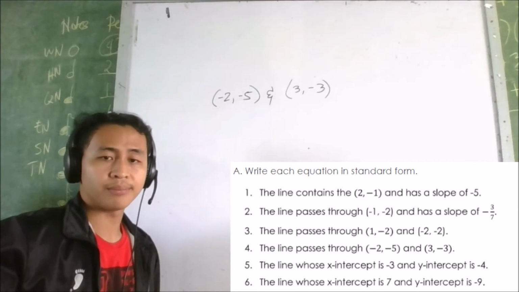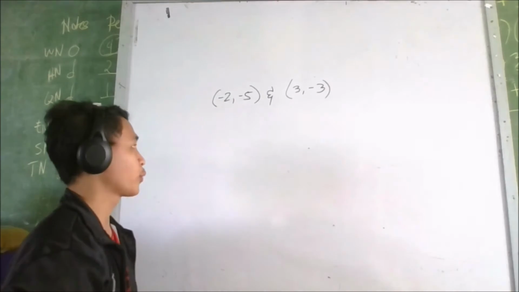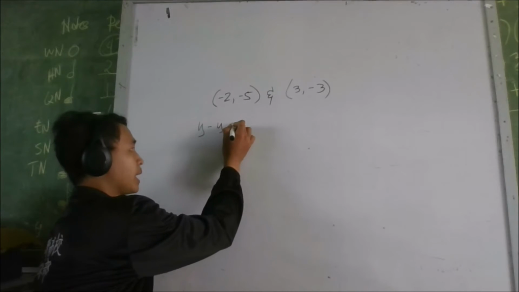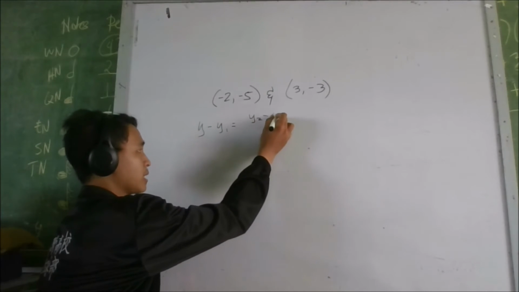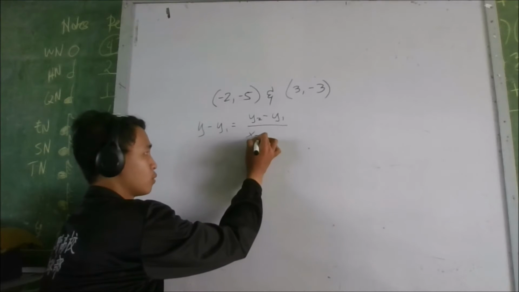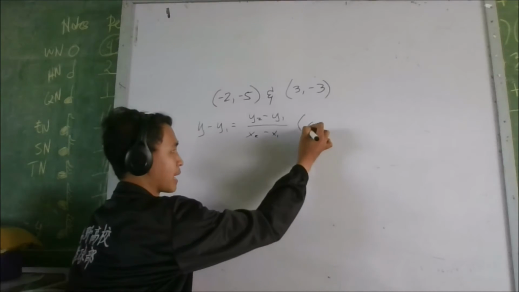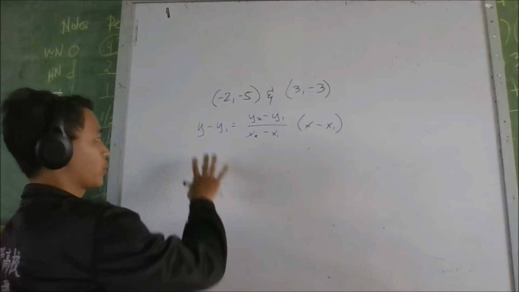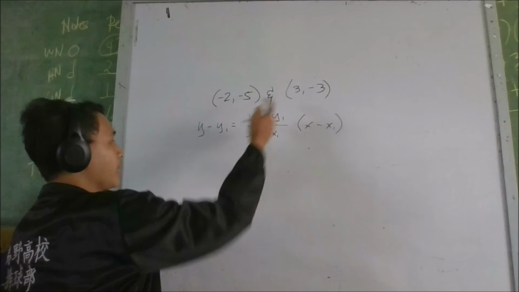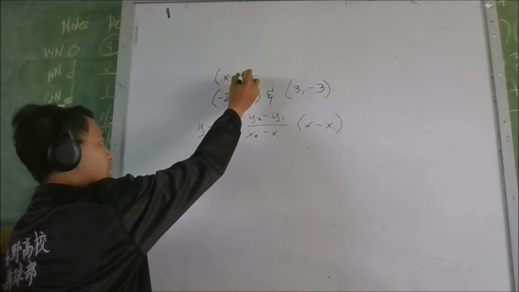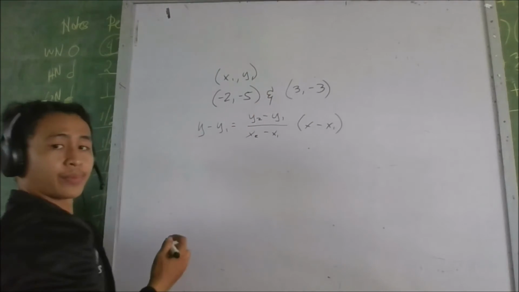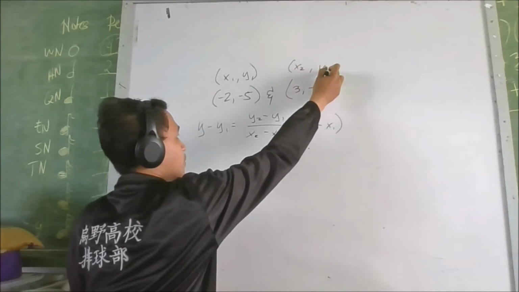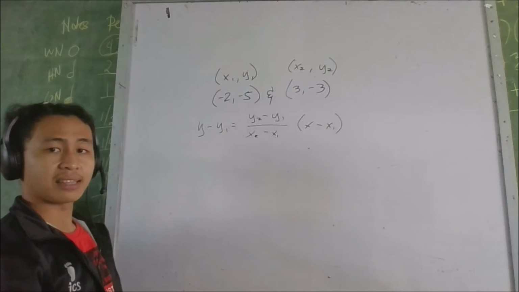So same problem. We are given 2 points. Therefore, we're going to use the 2-point form. That is y minus y sub 1 equals y sub 2 minus y sub 1 all over x sub 2 minus x sub 1 times x minus x sub 1. Right? So in here, what we're going to do is identify the given first. So x sub 1, y sub 1. This one is x sub 2, y sub 2. Okay? So we now have identified the given.